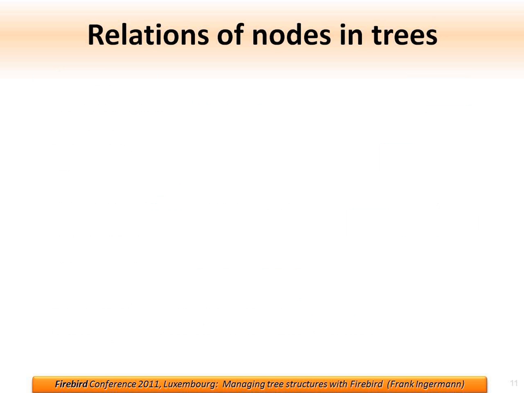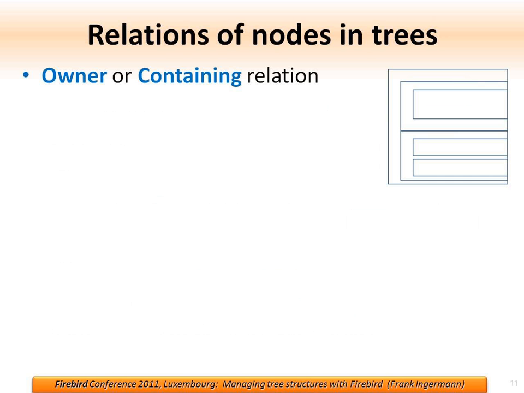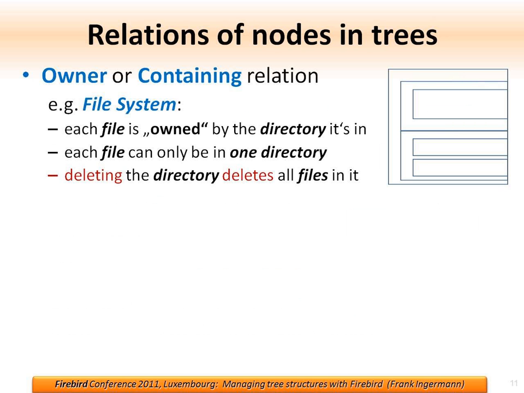Okay, we can have different relations of nodes in trees. One very common relation is an owner or containing relation. This is typically what you have, for example, in a file system. In a file system, you can have files in one directory, and they are only in this one directory. So they are really contained in the directory. So one node is really contained in its parent node. This basically means that when you delete a directory, you delete all the nodes in it. And this is different from the other type of trees that we usually work with.